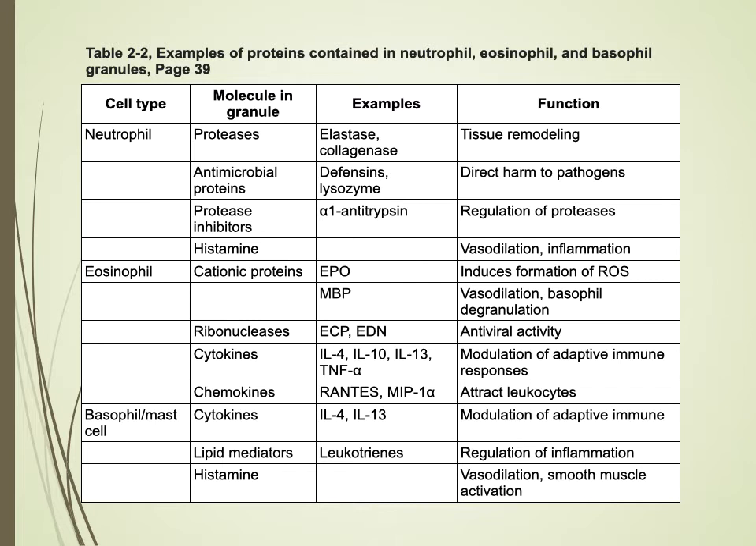And as I mentioned with basophils and mast cells, we've got histamines in there, but we also are going to have cytokines. So when they're activated, cytokines get released, just like with the eosinophils, we're going to have cytokine release. But they're also going to have ribonucleases, and this helps with antiviral activity.